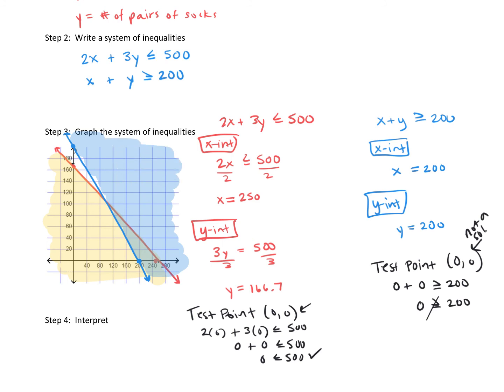Okay, so remember the solution set is going to be any place where the shading overlaps. Maybe I can come in with a different color to make that more obvious. So here is just this little region right there. That's our solution set. So let's interpret this answer. What does that mean?